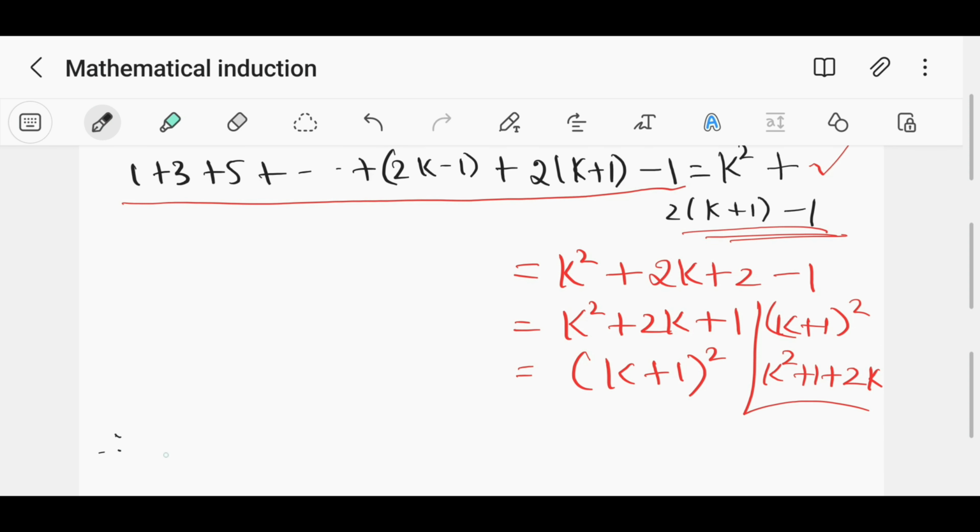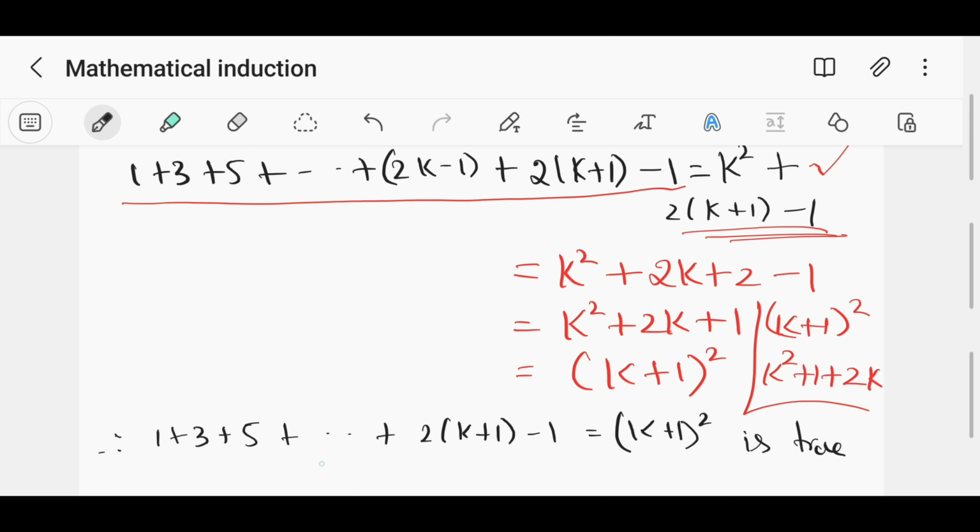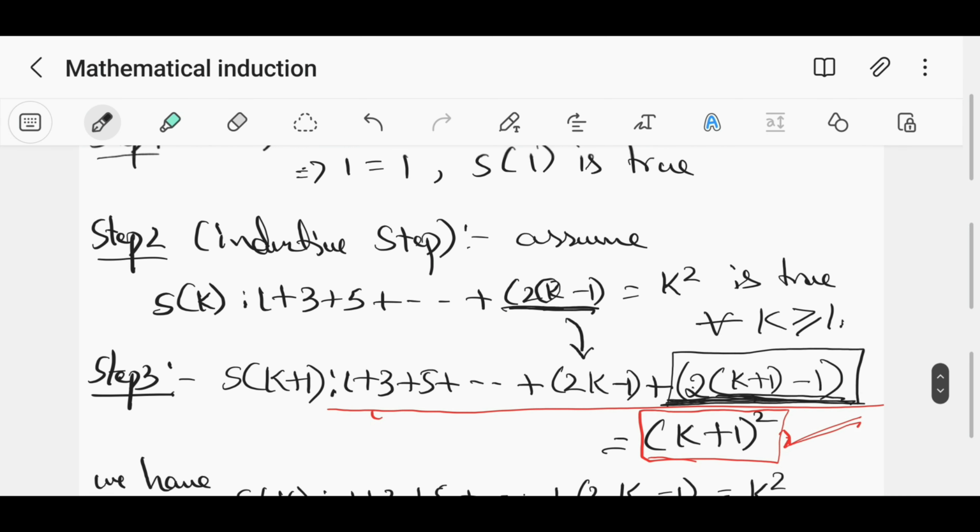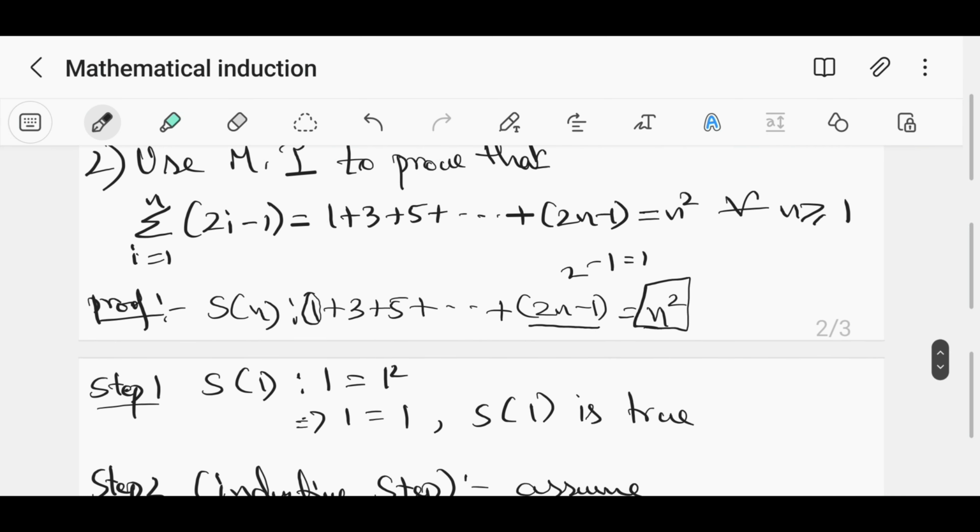So therefore 1 plus 3 plus 5 plus so on plus 2 times (k plus 1) minus 1 gives you (k plus 1) the whole square. So this is what we are supposed to prove, and we got it. So this is true for all n greater than or equal to 1 by mathematical induction. So this we have proved. Just a recap for you.